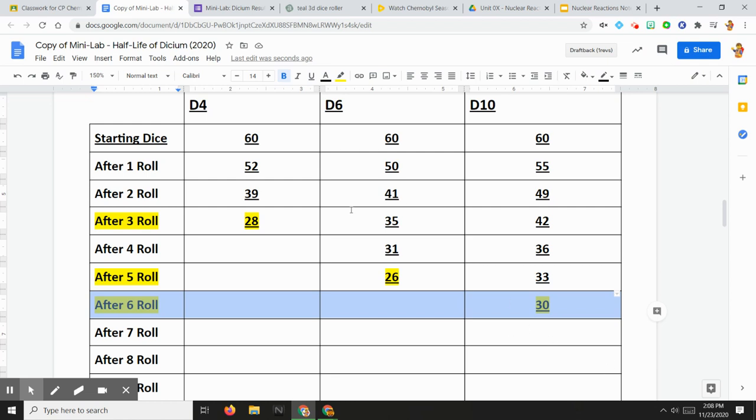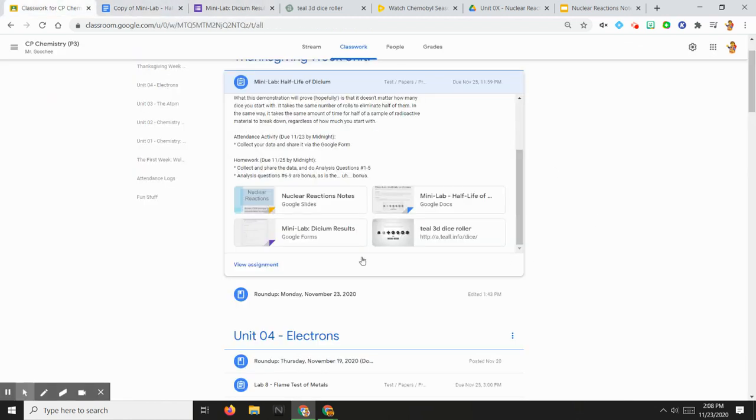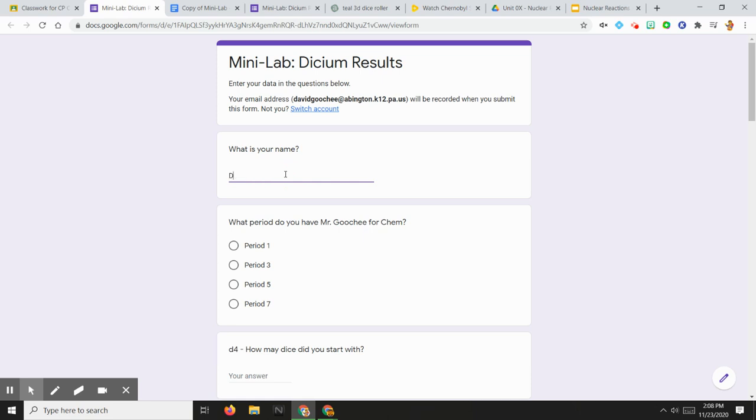Okay. Now that I've got this data, I am going to go into the Dicium results. I'm going to put my name. My name's Dave. And if I was working with someone, then maybe I shared Dave and Newt. Yeah, Newt helped me. He gave me the moral support. If you shared data with someone, make sure you input that as well.